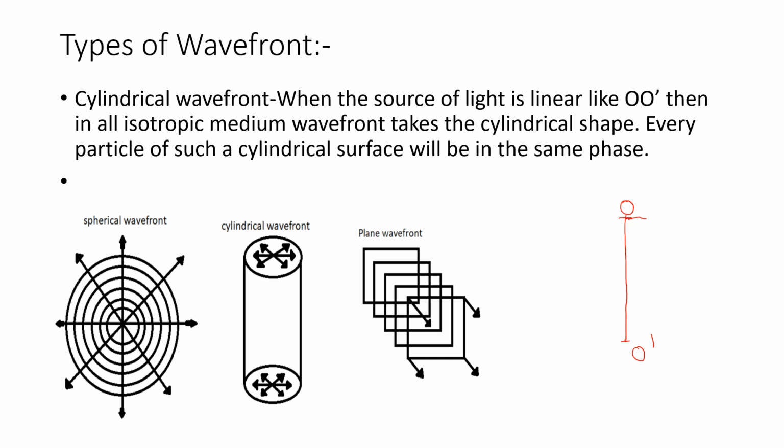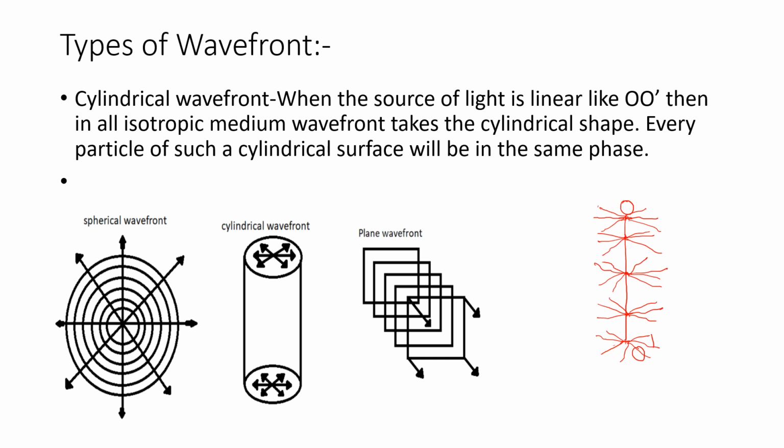Every point of the source will give out secondary waves in all directions. These secondary waves will travel with equal velocity in all directions, so they will travel equal distance in equal time interval in an isotropic medium. For example, I have shown you these 5 points of the linear source which are giving out secondary waves traveling with equal velocity in all directions.